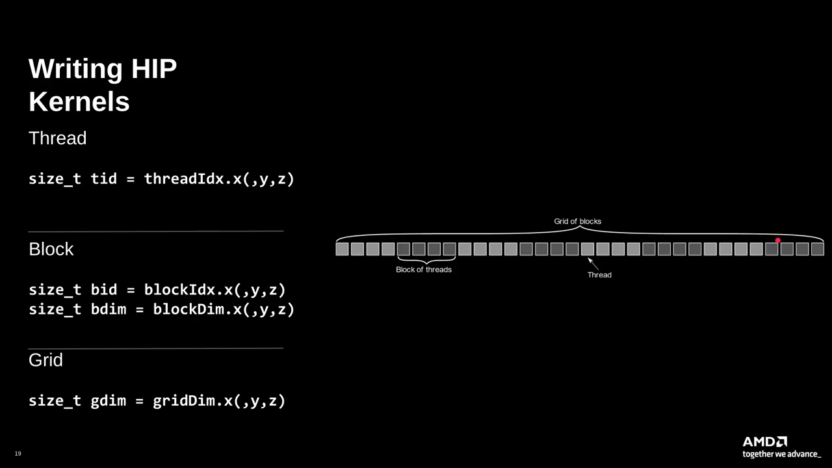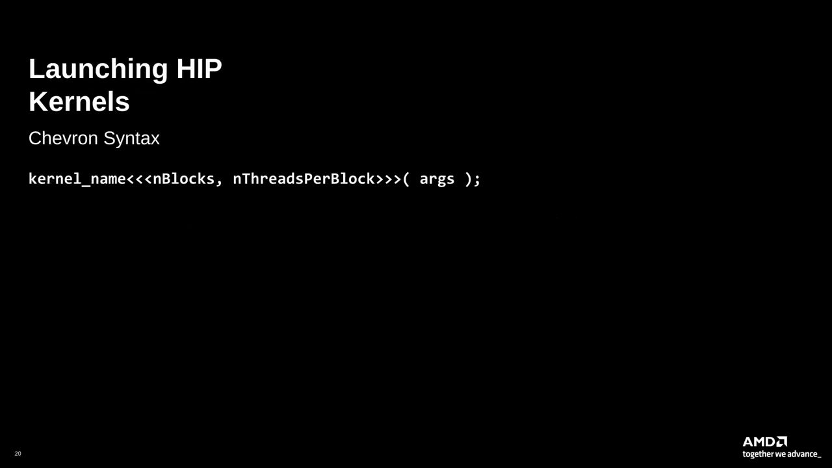You can also get the grid size using the grid dim. This reports the total number of threads in the grid. Now, to launch your kernel from your C++ code, you'll specify the kernel name. You'll specify using what's called a dim3 type to set the number of blocks and then the number of threads per block. And then you'll pass the arguments that you have.